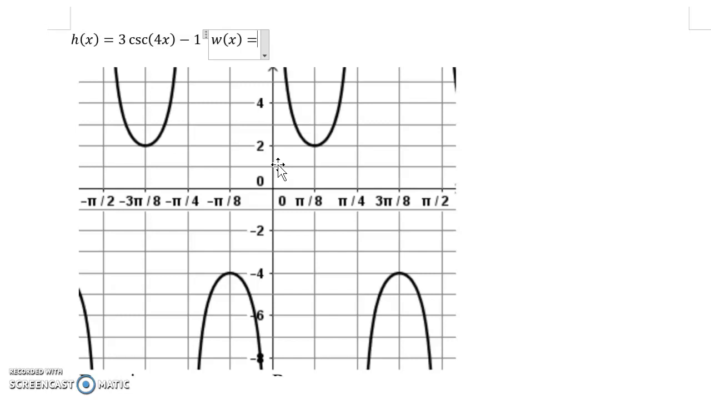Okay, so for the parent function, the secant curve actually has a point at (0, 1). So I notice the vertex of that upward-facing parabola is now at (pi over 8, 2). That tells me there is now a phase shift for my secant curve from 0 to pi over 8, which is a right shift of pi over 8.